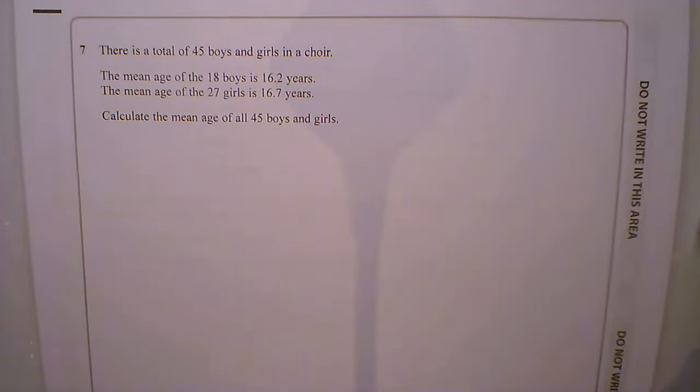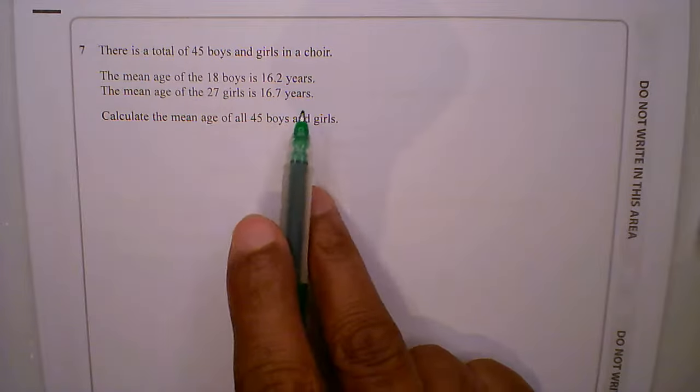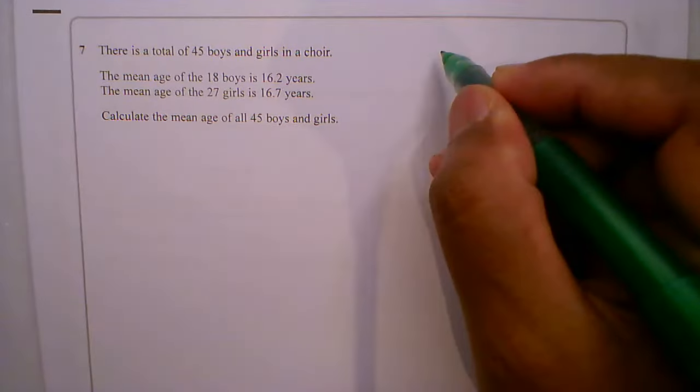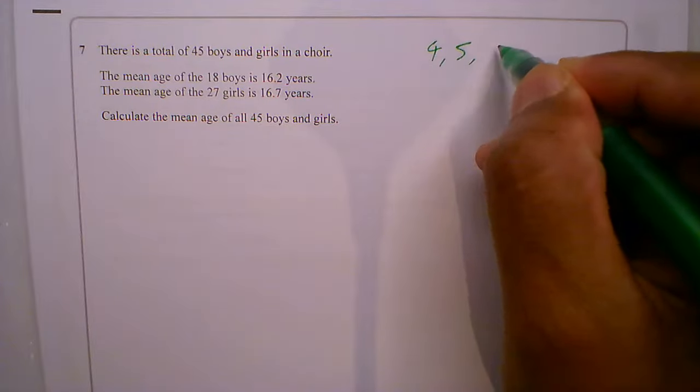Okay, so this is a bit tricky. So what we need to do is find, or let's think about what mean is. Mean is you add values. So let's say we've got 4, 5, and 6.